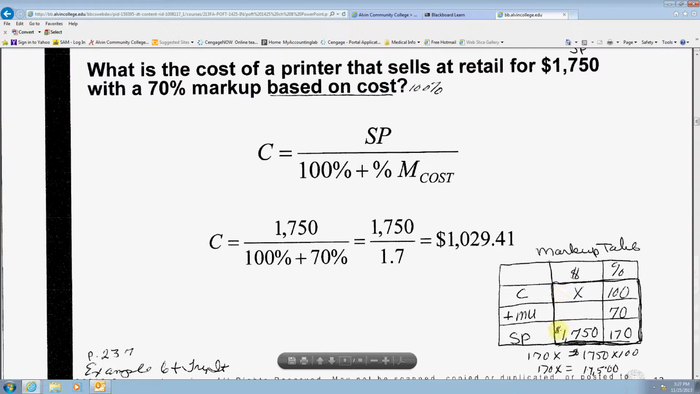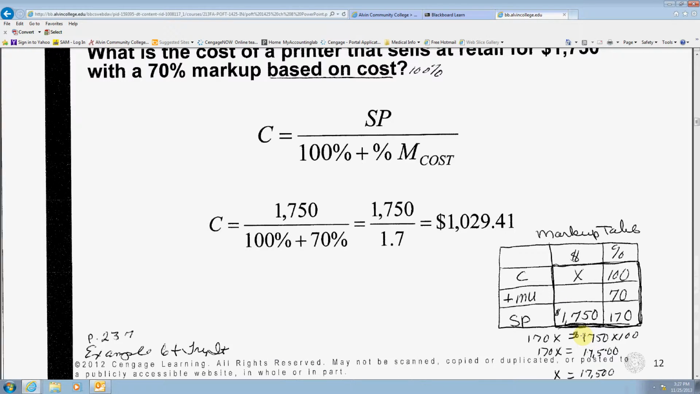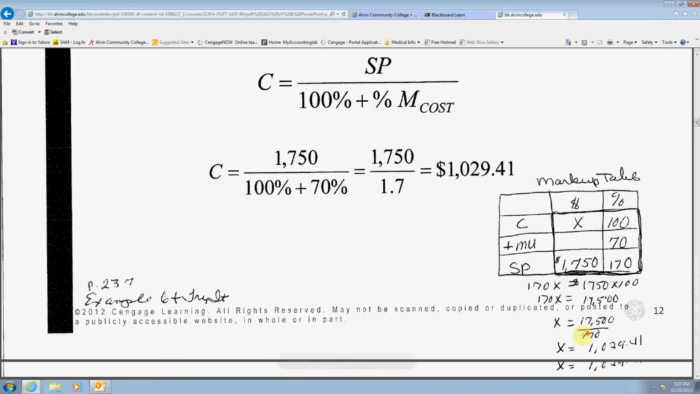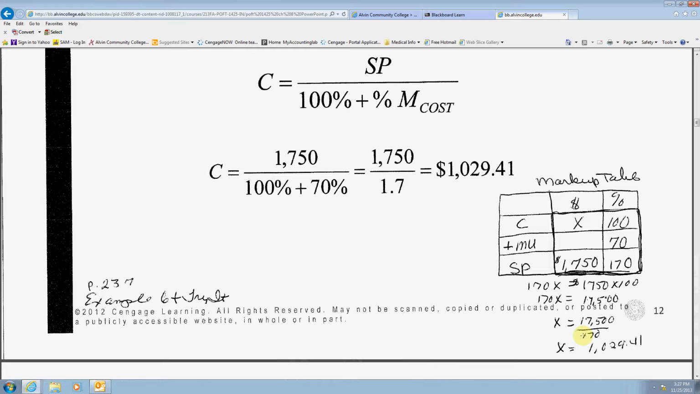And then we draw our square, and we use the outside, so it's 170x equals 100 times 1,750, and we get 17,500. Solve for x, and we get $1,029.41. You can go to page 237 in example 6, and you can try it before you continue on.